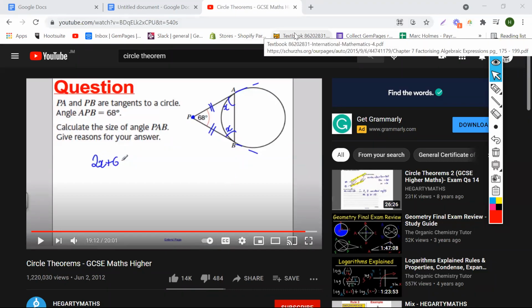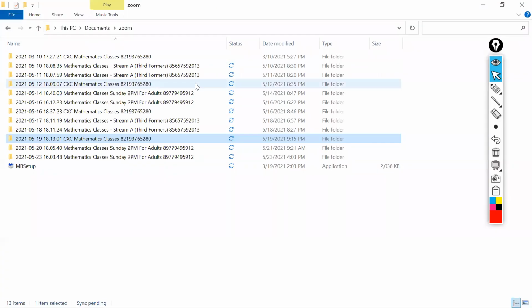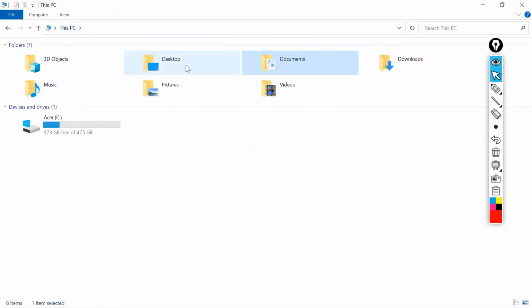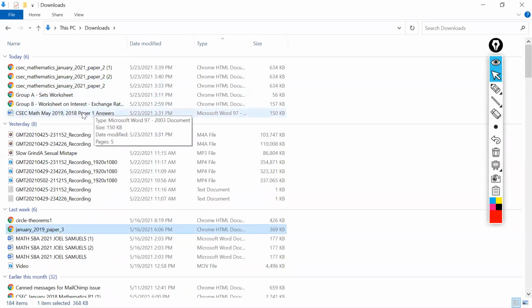what I did is I sent paper 1, paper 2, and paper 3 into the group. I sent you guys all the latest papers just as a reference. I think you should print them. I sent you January 2020 paper 2, January 2021 paper 2, January 2019 paper 3, and I also sent you a multiple choice set from May 2019, and I sent you the solutions as well. So I didn't just send you the papers.